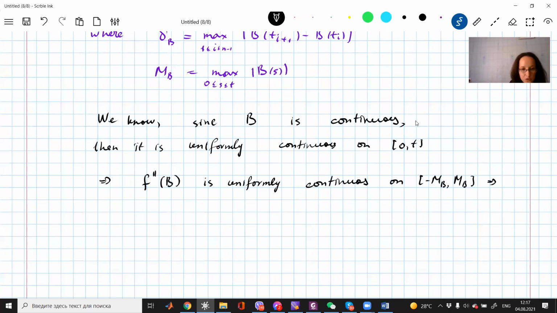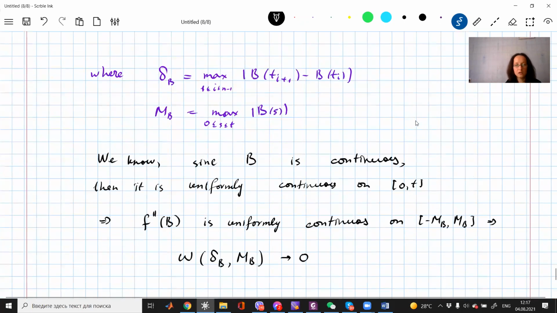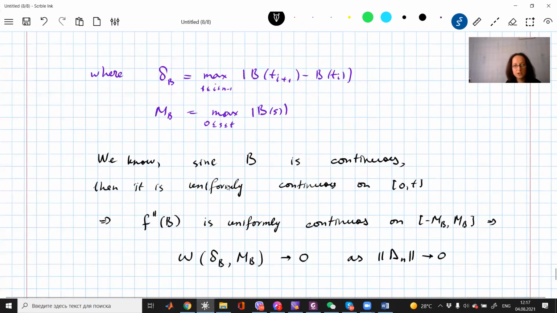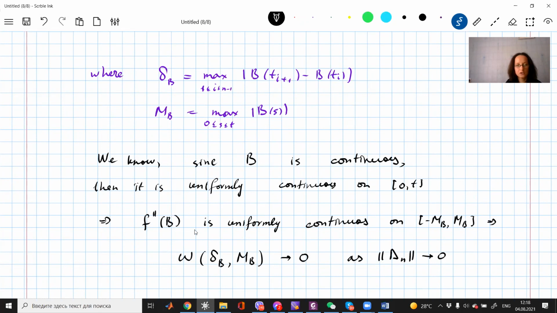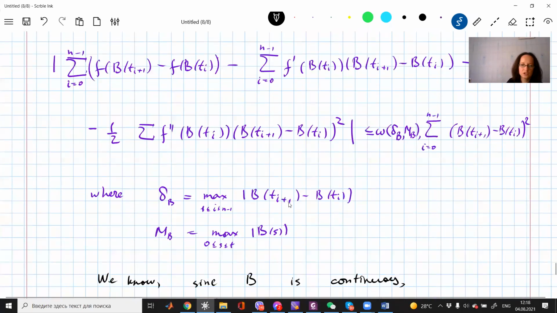So this supremum, I just will write what we need, will converge to zero, and we need to specify when the mesh of the partition tends to zero. Yes, why is it so? When the mesh of the partition tends to zero, we know that B is uniformly continuous. So this delta_b will converge to zero as well. And since f double prime of B is also uniformly continuous, then such a supremum will converge to zero as well. So this is just the property of continuity.